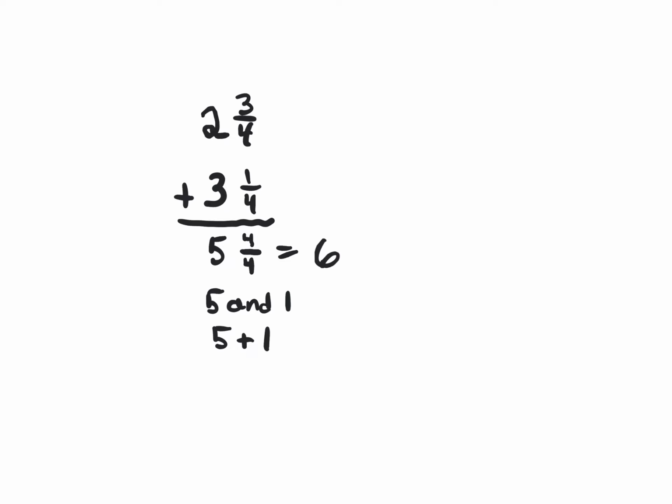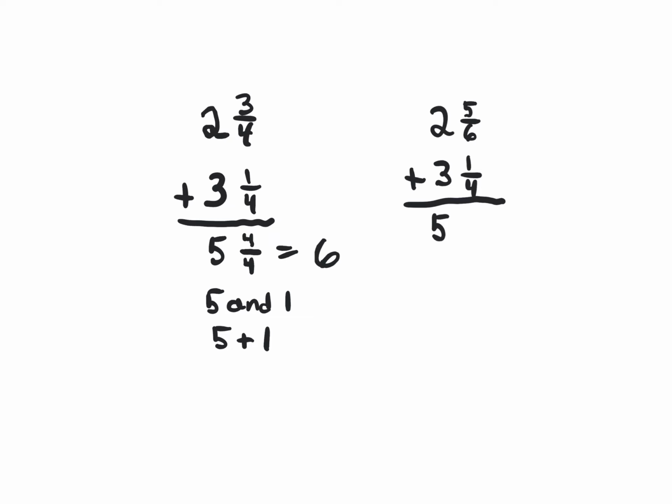Now let's take a look at a similar one. Let's try 2 and 5/6 plus 3 and 1/4. Now this time, if we add the whole numbers together, we get 5, but we can't add these two fractions together because they have different denominators. So what's the first thing we need to do? Do you remember?